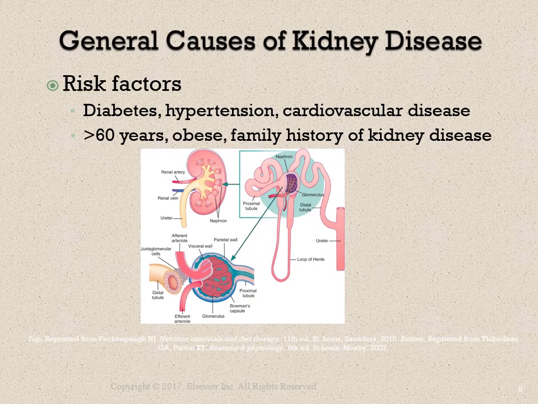So here we have some major risk factors. Risk factors that cause kidney disease include diabetes, hypertension, cardiovascular disease, increased age, so greater than 60 years old, obesity, and also family history of kidney disease. So these are just some general risk factors that lead to or cause kidney disease.